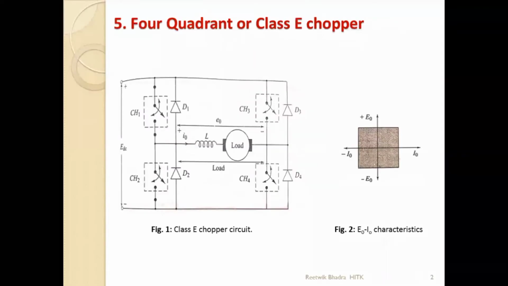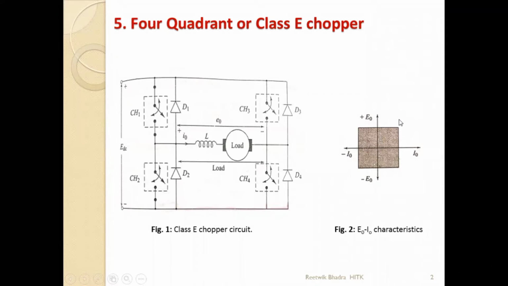So this is a basic class E chopper circuit, which consists of four choppers or four switches, CH1, CH2, CH3, CH4, and we have a load as well as the feedback diodes. This D1, D2, D3, D4 will act as feedback diodes for your inductor to discharge. And since it will operate in all four quadrants, which we will see later when we do the circuit analysis, we can see all four quadrants are made dark, so that it signifies that it can operate in all four quadrants.